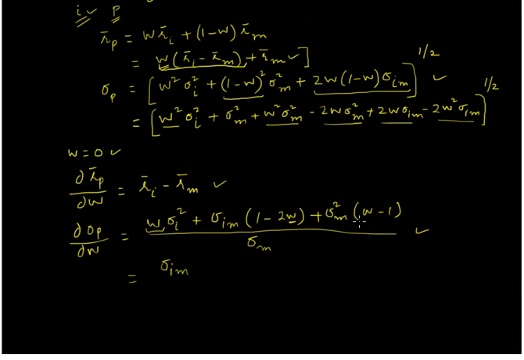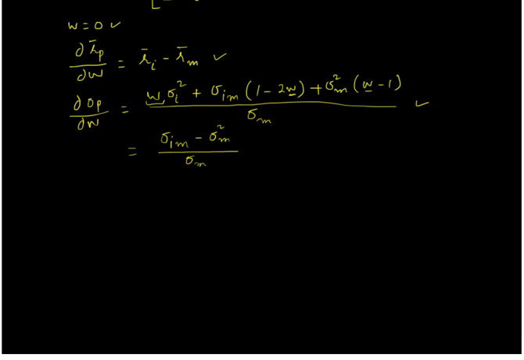What happens in this term? If we write a 0 here, we are going to have in the bracket 0 minus 1. So minus 1 times variance of the market is going to give us variance of the market, negative. And we are going to divide all this by the standard deviation of the market. Alright, now let us see what we can do.